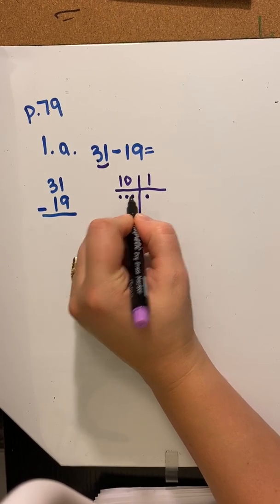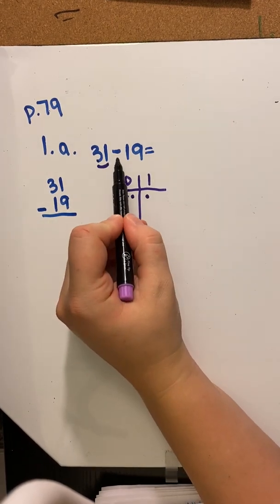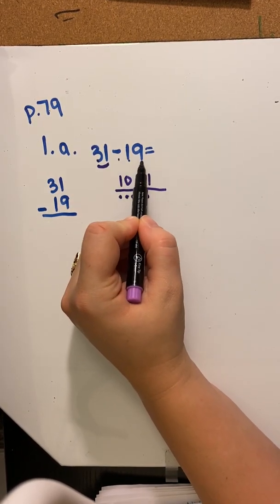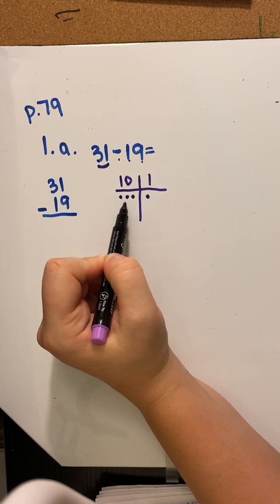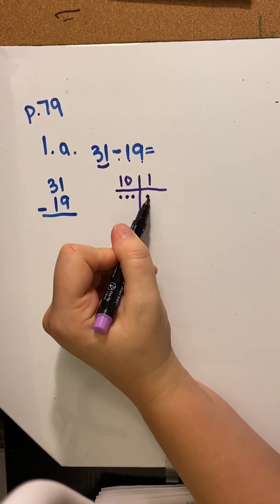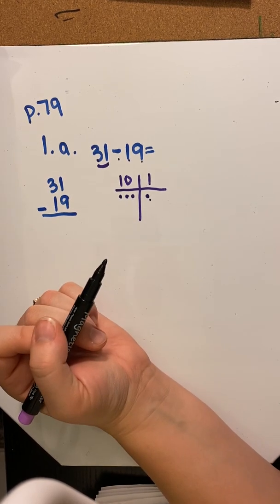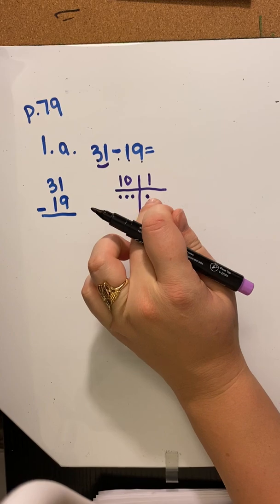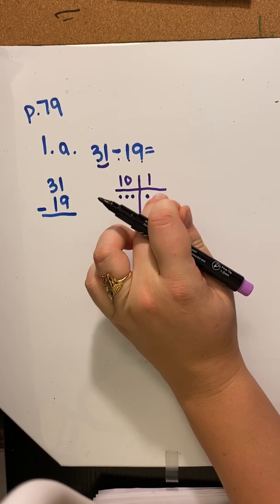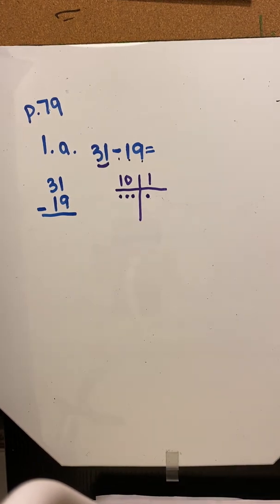Okay, so draw that out. Make sure we're drawing it out. And now we need to take away 19. We need to take 19 away from 31. Are we able to take away 9 ones from this 1 right here that we have? No, right? We're not able to. There's not enough ones. So what do we need to do? Yeah, we need to borrow.